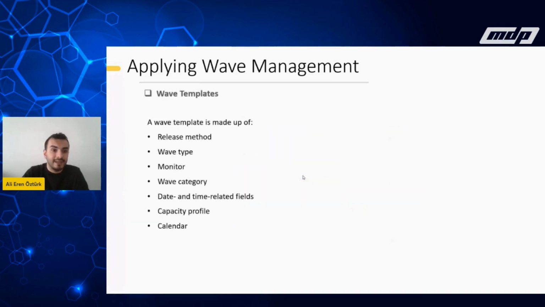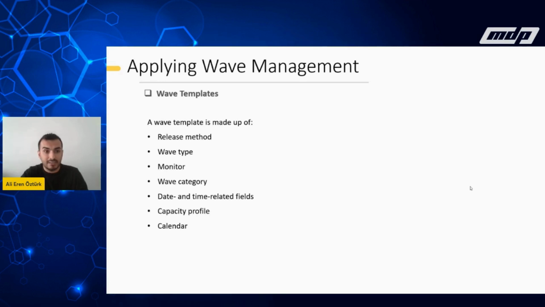The wave templates are made of release method, wave type, monitor, category, date and time related fields, which is important, capacity profiles, and calendar. Those warehouse request items are grouped into waves based on settings in the wave template. The wave template is EWM master data, so it consists of attributes that define how warehouse request items are processed.